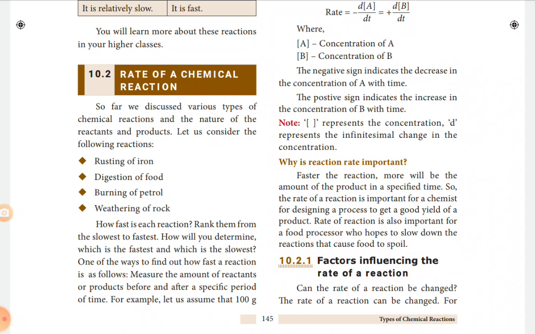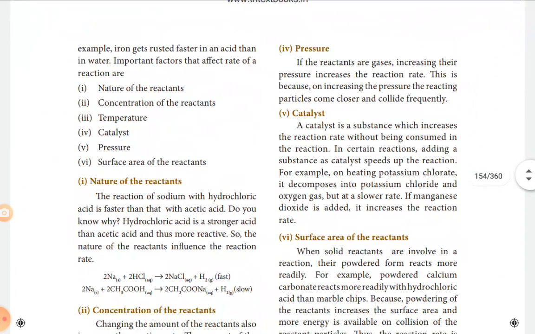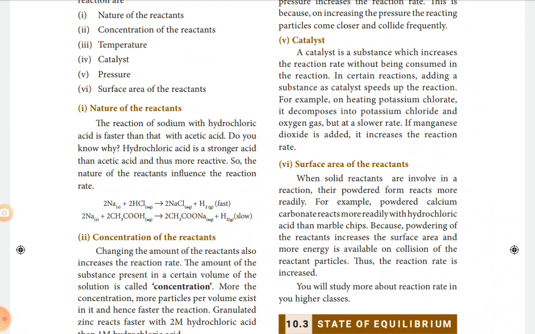And you can see there are some factors given. The first one is the nature of the reactant. The reaction of sodium with hydrochloric acid is faster than that with acetic acid. Do you know why? Hydrochloric acid is a stronger acid than acetic acid and thus more reactive. So the nature of the reactant influences the reaction rate. It is simply given. Already you learned in the lower section that there are two types of acid, organic acid and inorganic acid. Organic acids are normally weak acids.